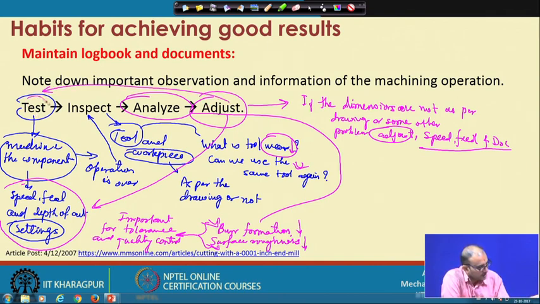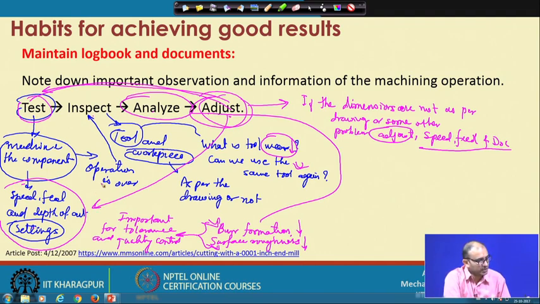So if everything is working fine, then you can find out that this is one particular set of process settings which is working good for this location. If it is not working, find out what is the problem here in adjustment, and then do adjustment in terms of speed, feed and depth of cut. Again do the same inspection, analysis and adjustment. In that particular cycle you can find out all the things which are very important in this particular field.